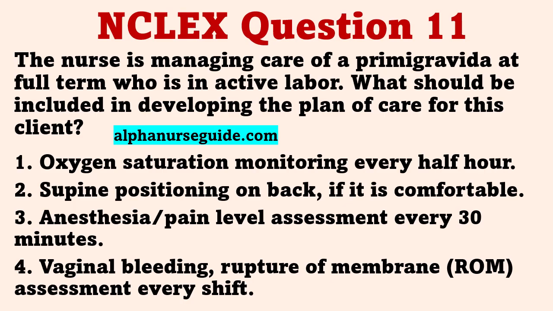The nurse is managing care of a prima gravida at full term who is in active labor. What should be included in developing the plan of care for this client? 1. Oxygen saturation monitoring every half hour. 2. Supine positioning on back, if it is comfortable. 3. Anesthesia/pain level assessment every 30 minutes. 4. Vaginal bleeding, rupture of membrane assessment every shift.